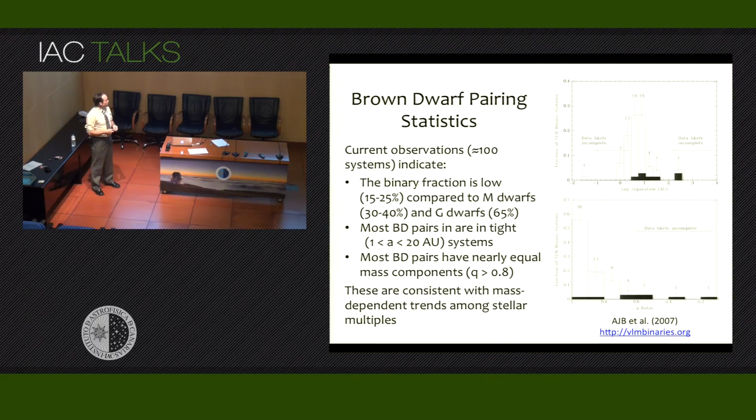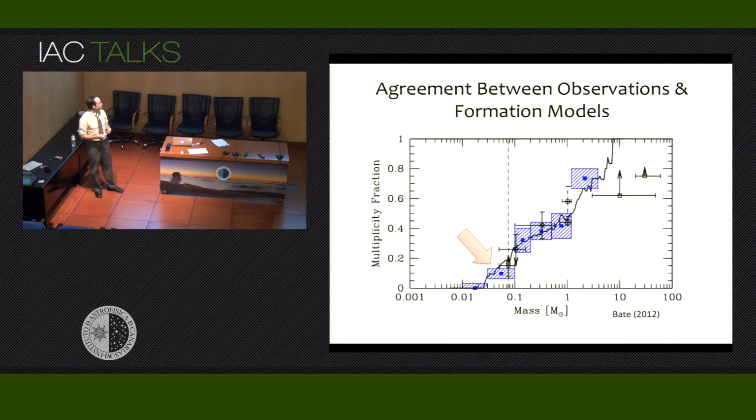We also see that they're mostly in very nearly equal mass systems. And again, this is very different from, say, G-star statistics, where you actually see more unequal mass systems. Here, most of the brown dwarf binaries that have been found are very close to equal mass systems. So when we look at the trends as a function of mass for things like the binary fraction, the separation distribution, the mass ratio distribution, this seems consistent with a mass-dependent trend from high mass stars to low mass stars. And if you compare this to models, they seem to agree quite well.